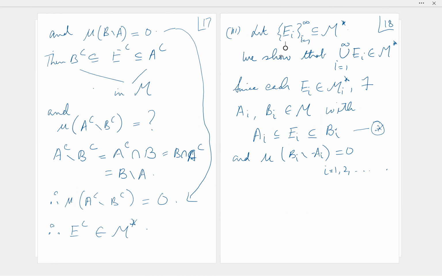And the measure of the union of B_i minus the union of A_i is zero. That we need to prove. That is because B_i minus A_i is B_i intersection A_i complement, and the union of B_i minus the union of A_i will be the union of B_i intersection the intersection of A_i complement. Let me quickly write it down. Then A and B belong to M because of the sigma algebra properties of curly M.